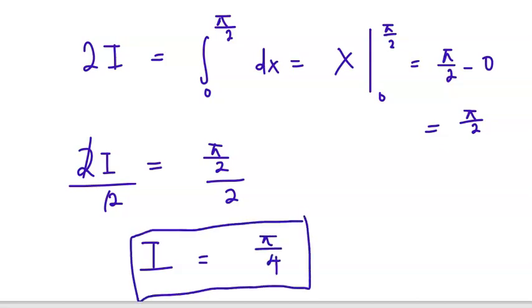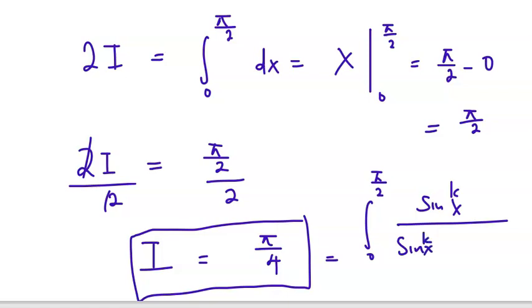Awesome, right? Wow. So this is exactly equal to the integral from 0 to pi over 2 of sine of x to the power of k divided by the sine of x to the power of k plus the cosine of x to the power of k dx. And this here is our solution.